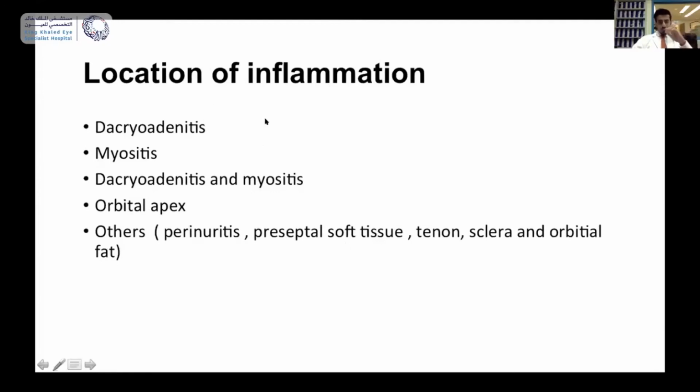A study was done by Gan and Robin. They found, over 69 orbits, that dacryoadenitis is the most commonly involved part of the orbit, followed by myositis, followed by dacryoadenitis and myositis together, followed by orbital apex inflammation, and followed by other tissues like perineuritis, preseptal tissue, tenon, sclera, and orbital fat.